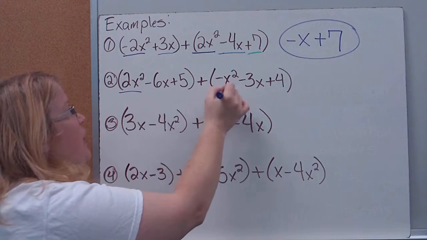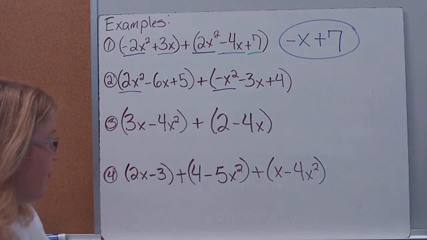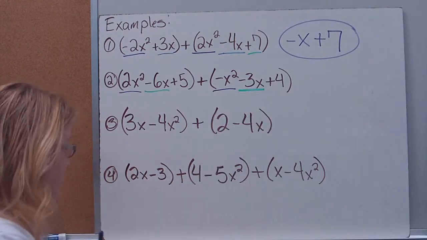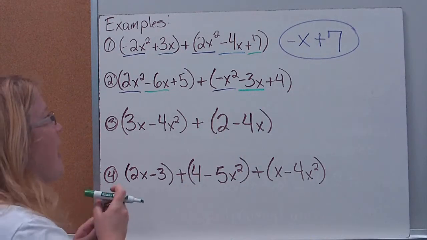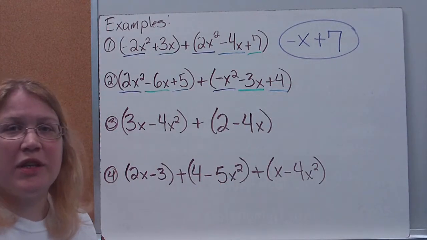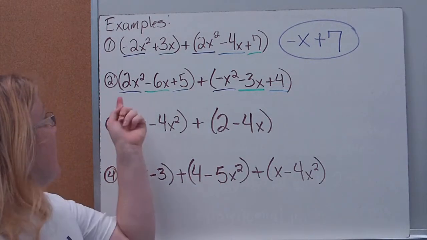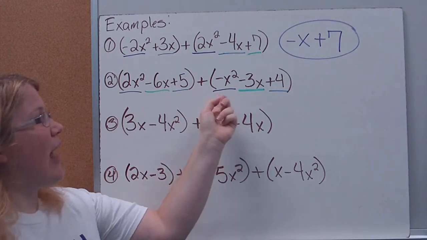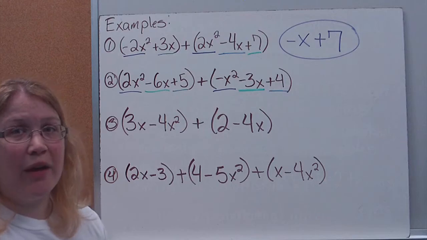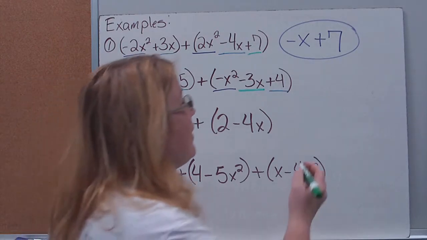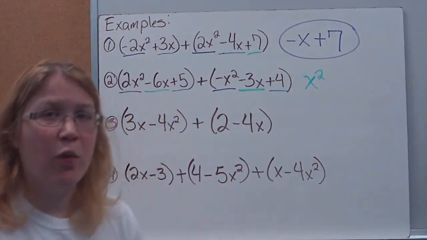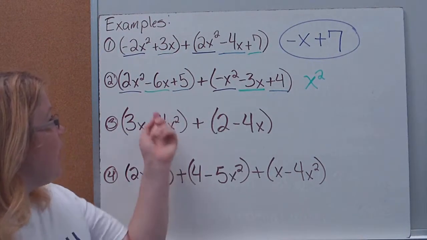I have an x squared term. I have another x squared term. I have an x term, and I have an x term. And I have two constants right here. So again, we're just going to combine the terms that are alike. 2x squared and negative x squared. Remember, this is like saying negative 1x squared. So 2 and negative 1 give me what? They give me 1x squared. Again, remember, I'm not writing the 1, it's implied. So I have an x squared.